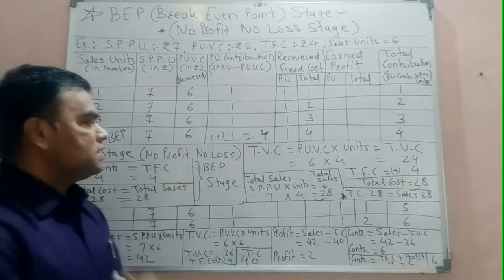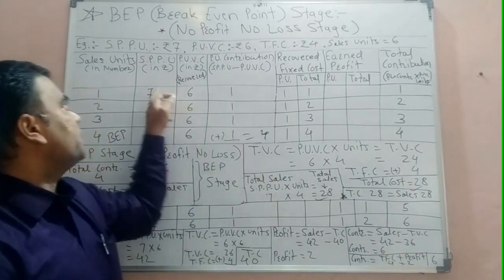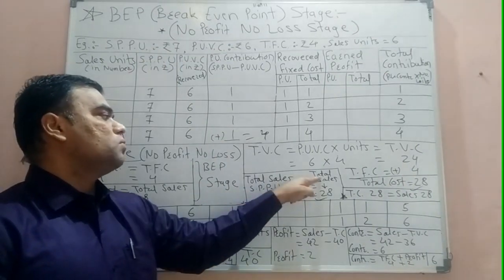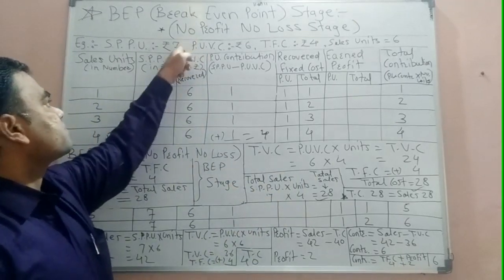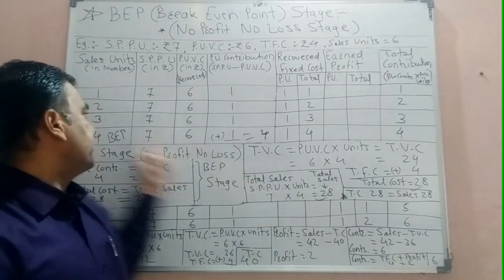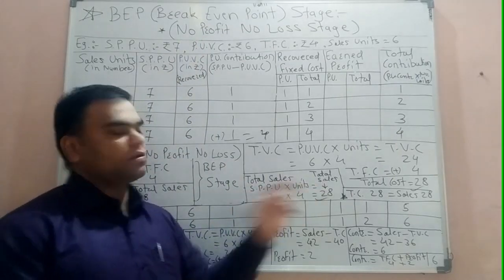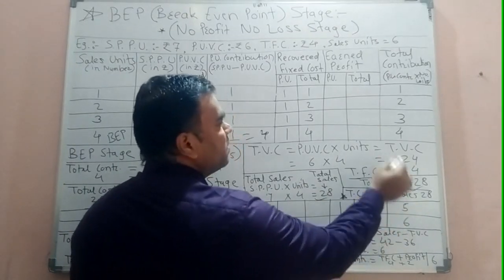Now how much is our sales? Total sales is equal to selling price per unit, which is rupees 7, into number of units. Selling price per unit rupees 7 into number of units 4. 7 into 4, 28 is our total sales, which is exactly equal to our total cost.